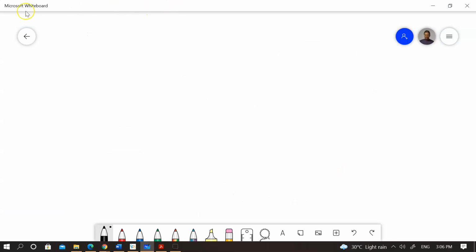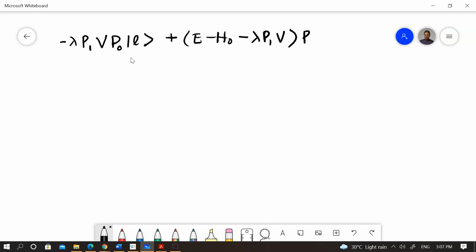So essentially we had this equation, I think this is the second equation: lambda P1 V P naught L plus E minus H naught minus lambda P1 V P1 L equals 0. So this is the perturbed state.